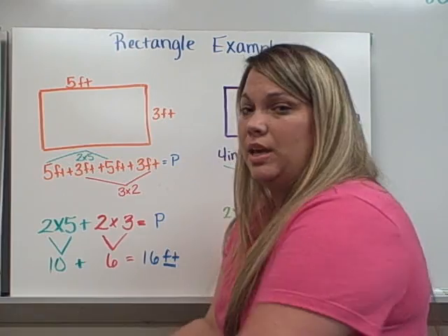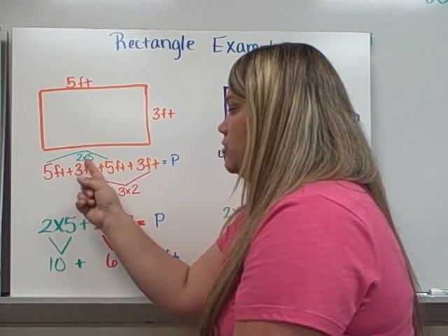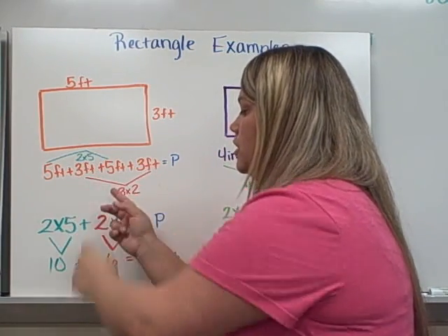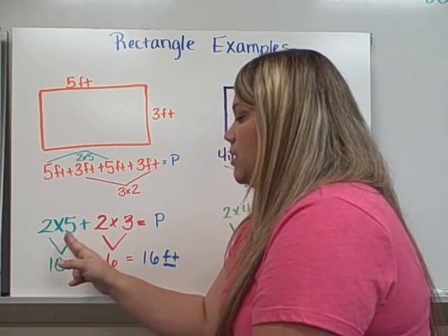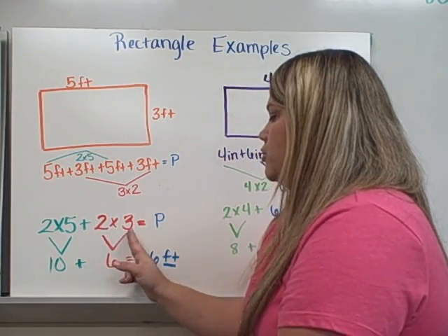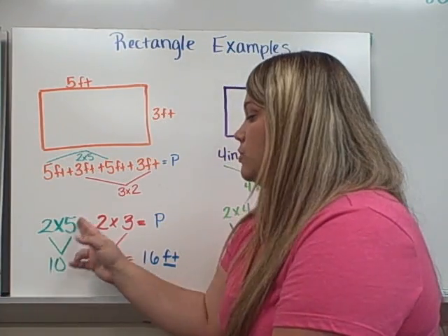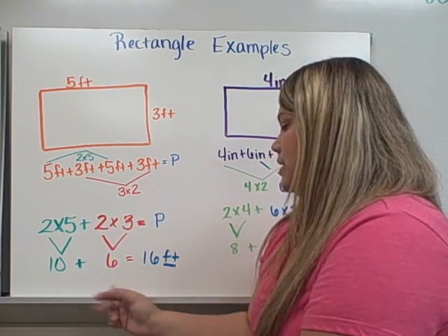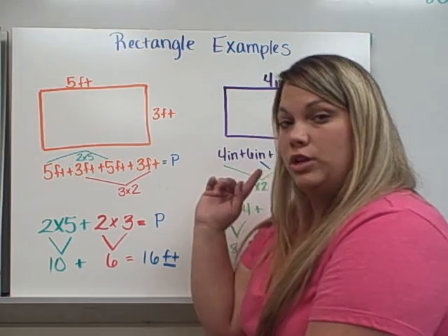But we can see we have 2 5s. So we can just put those together and do 2 times 5. And we've got 2 3s, so we could just put those together and do 3 times 2. So this is 2 times length plus 2 times width equals our perimeter. And then we solve. 2 times 5 is 10, 2 times 3 is 6. When I add them together, I get 16 feet. Let's look at one more.